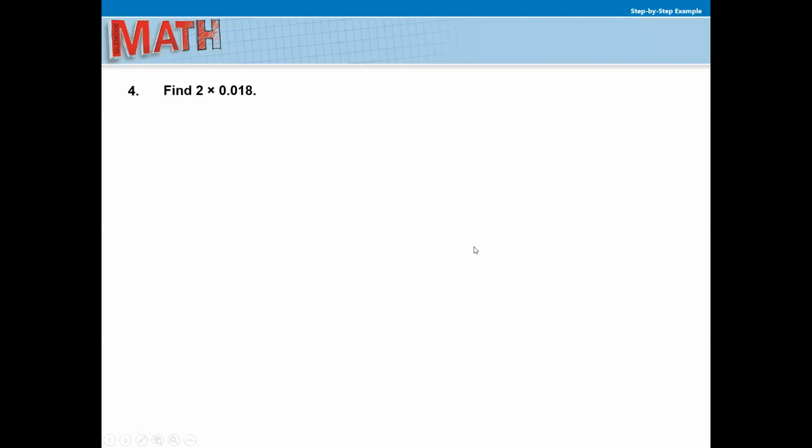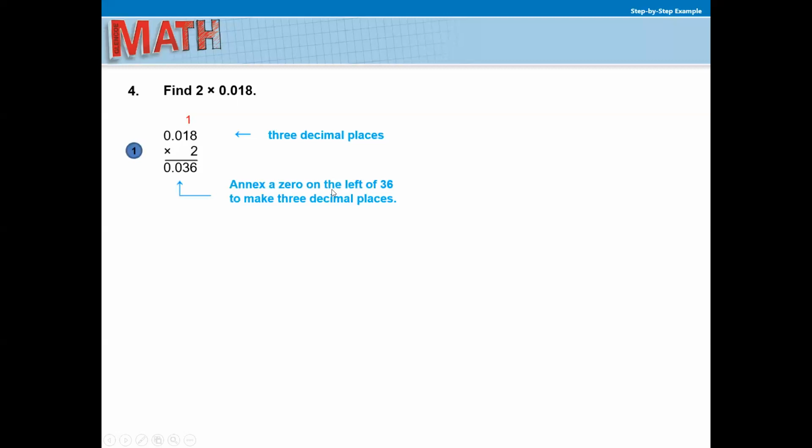Number 4, find 2 times 0 and 18 thousandths. I'm going to multiply, carry as I multiply. I've got 3 digits in this decimal, jumps out, falls down, jumps back in, 3 jumps. 3 decimal places, annex a 0 on the left of 36 to make 3 decimal places. So if it jumped out 3 times, it has to jump back in 3 times, and the answer only had 2 digits. So we put a placeholder and then our decimal point.